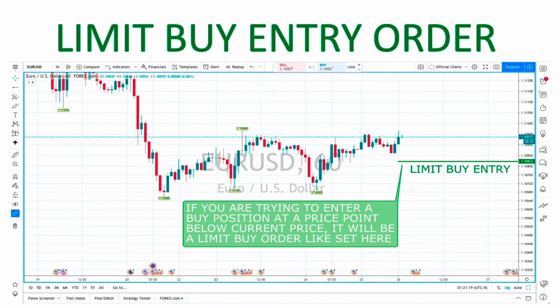Here's an example of a limit buy entry order. If you are trying to enter a buy position at a price point below current price, it will be a limit buy order like set here in this chart.